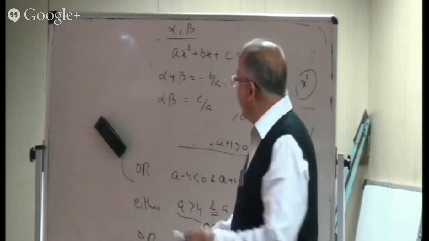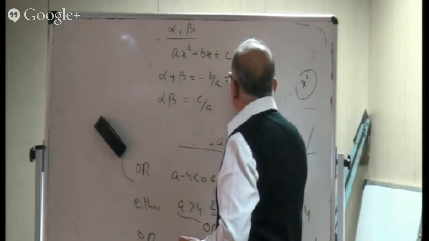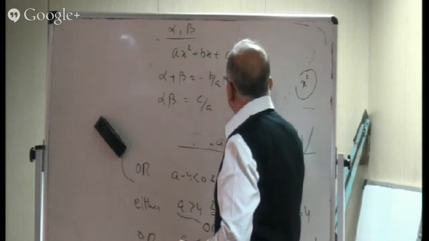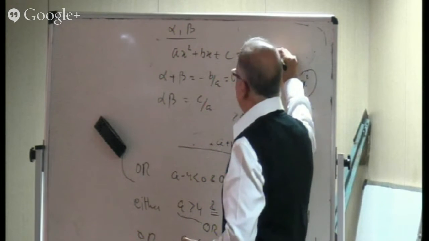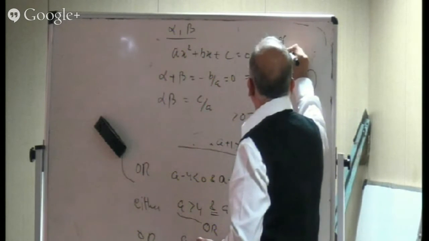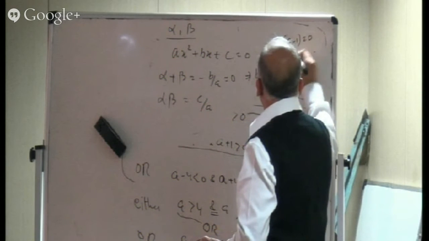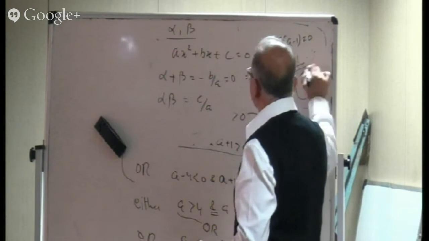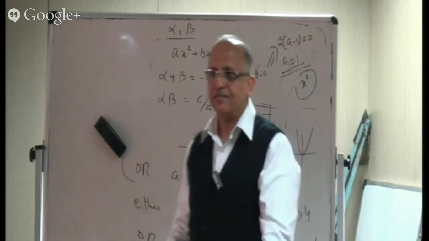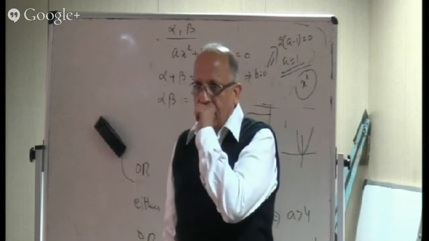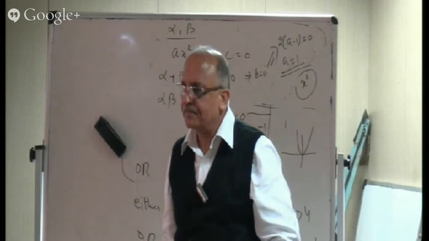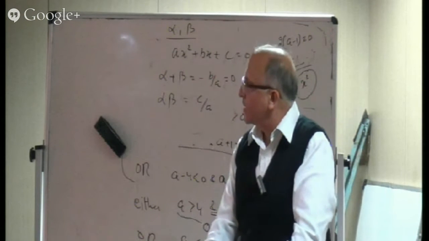So here what is b? We want this to be 0. Therefore, we must have the coefficient of x, b, as 0. What is b here? 2 into a minus 1 should be 0 and a should be equal to 1. We get the value. Similarly, we can try these things. Let's go to the next slide.